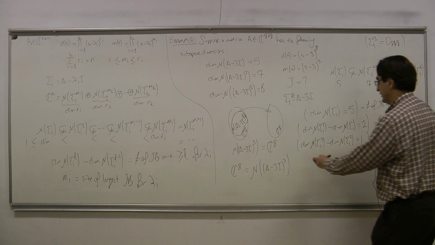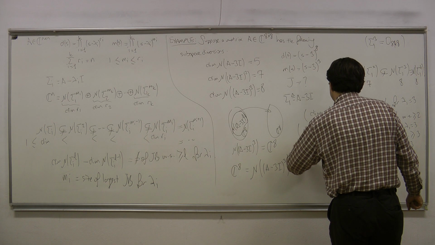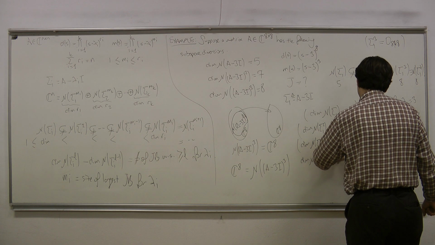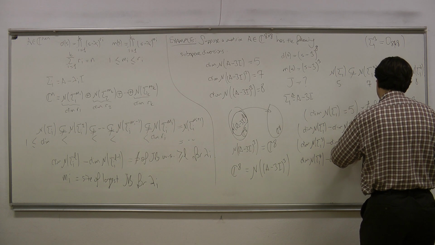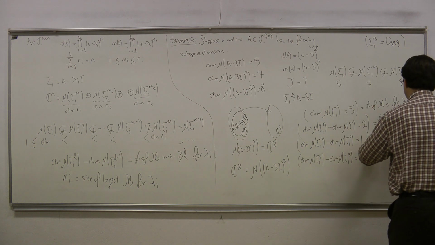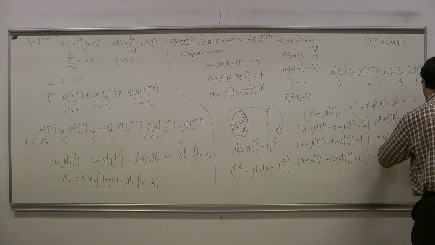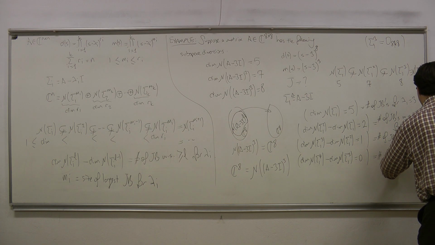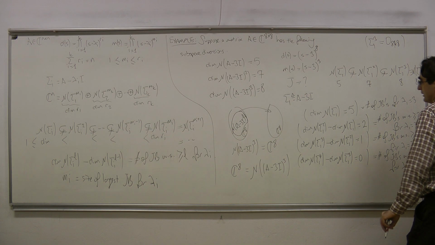Okay? Then the next consecutive difference will be equal to 0, because we have already reached the largest null space here. Let me write it as well. The null space of sigma 1 to the 4 minus the null space of sigma 1 cube is 0. And this is the number of Jordan blocks with size larger than or equal to 4 for lambda 1 equals 3. Okay?